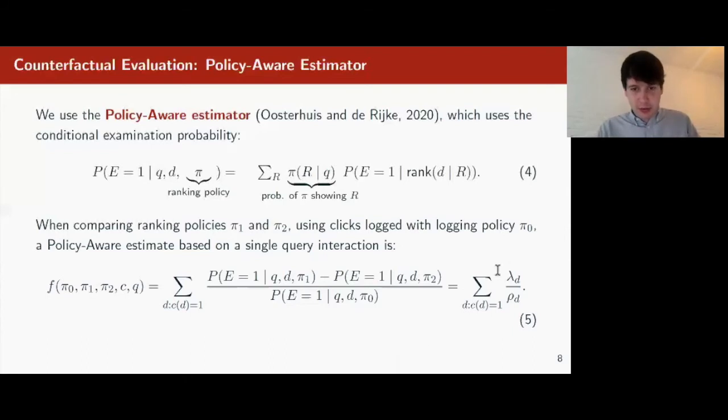And I'm going to use the shorter notation lambda d and rho d, where lambda d is the difference in examination probability between pi1 and pi2, and rho d is the propensity. So in this case, the probability of examination under pi0. All right, so this gives us this unbiased estimate for a single issued query.